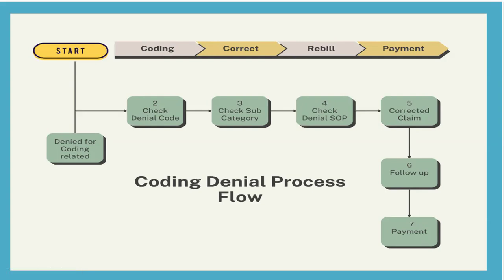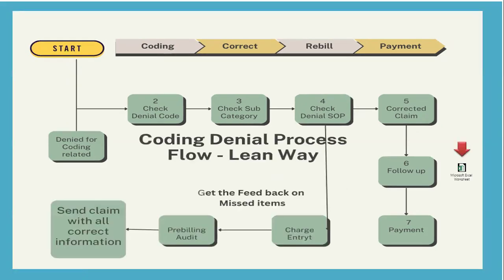If you implement lean, how should it move ahead? There's a lean way for coding. So how do I do the same flow? I get a coding related denial, check the code, then the subcategory, then the SOP. Here only I start my lean. After checking my denial SOP, I take my feedback and go to the charge entry team. The edit needs to be placed here and we make sure everything is addressed in a proper way. Here is where we start the lean.